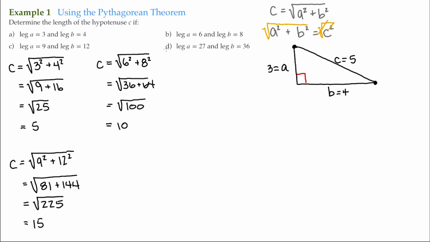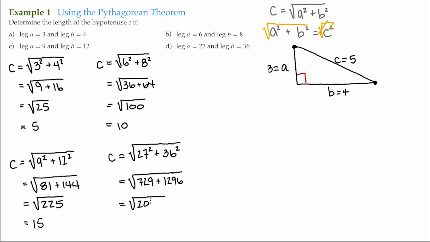And finally, we'll do the letter D here, the last one. We've got the square root of 27 squared plus 36 squared. That's equal to the square root of 27 squared, which is 729, plus 1,296. That's equal to the square root of 2,025. And the square root of 2,025 is 45.